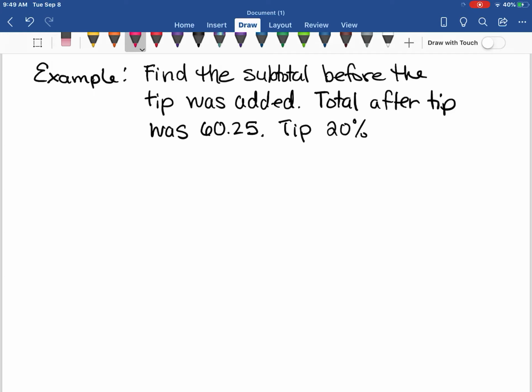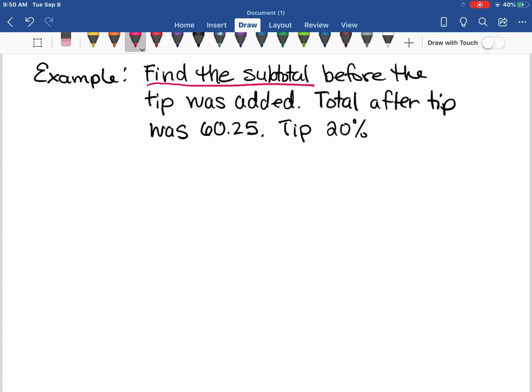In this example, we are going to find the subtotal, meaning the total before the tip was added when we're at a restaurant, and the total amount after the tip was $60.25, and it was a 20% tip. So, because the question is asking us to find the subtotal, which is the amount before the tip, whatever the question asks you to find, if you're trying to set up an equation, that is what you want to let your variable be equal to.